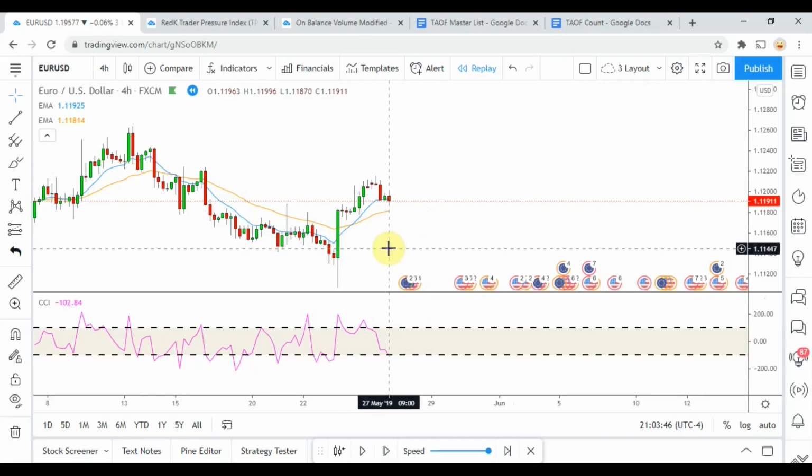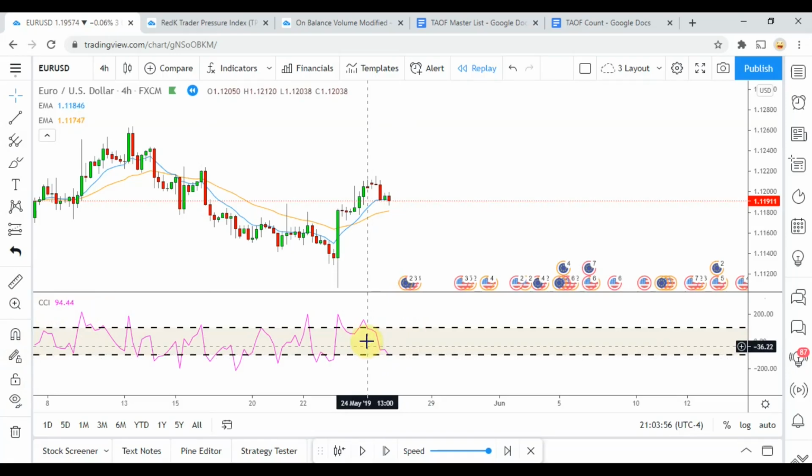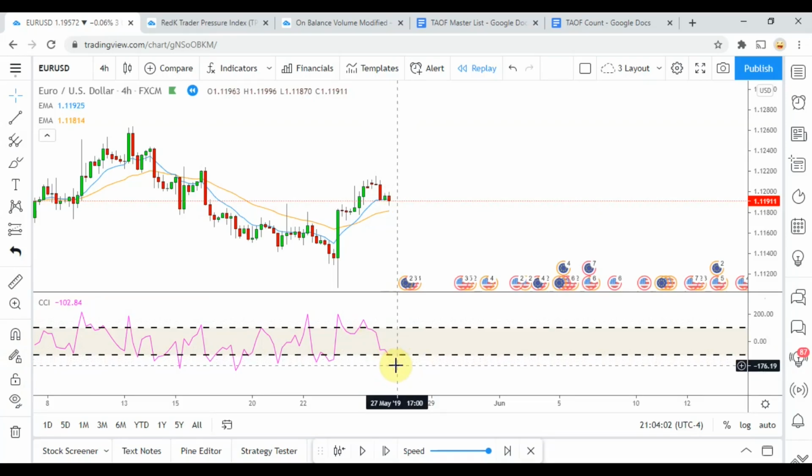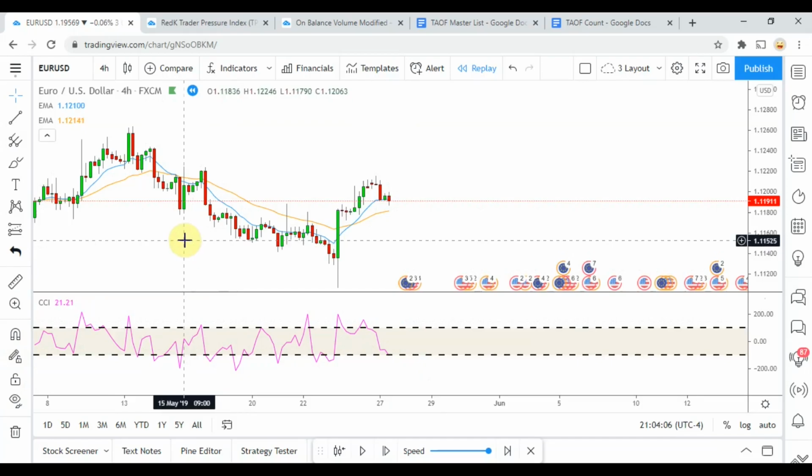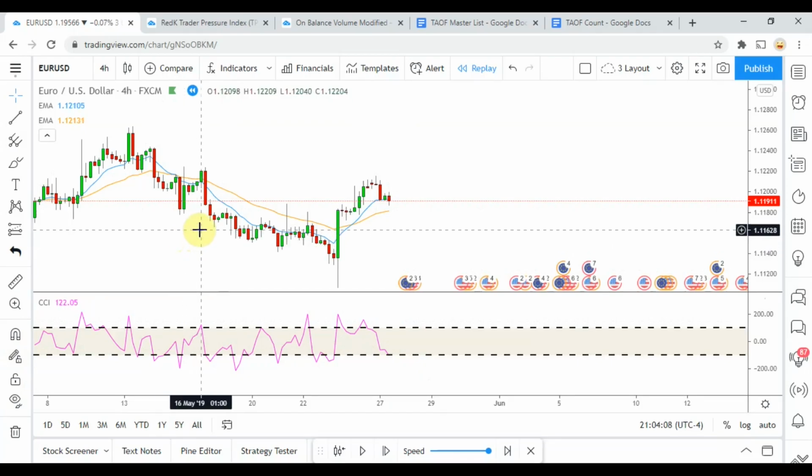And so the next thing that we are looking for in this particular case is we are looking for the CCI to pull back below the negative 100 line. And so if we were on the lower side, we'll look at this as a prime example right here.